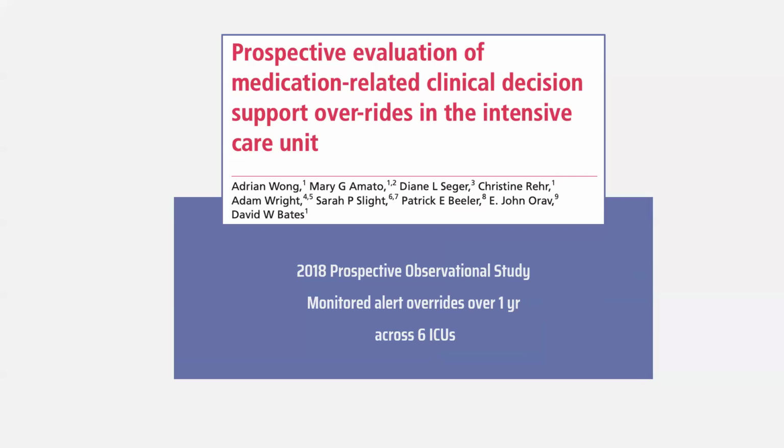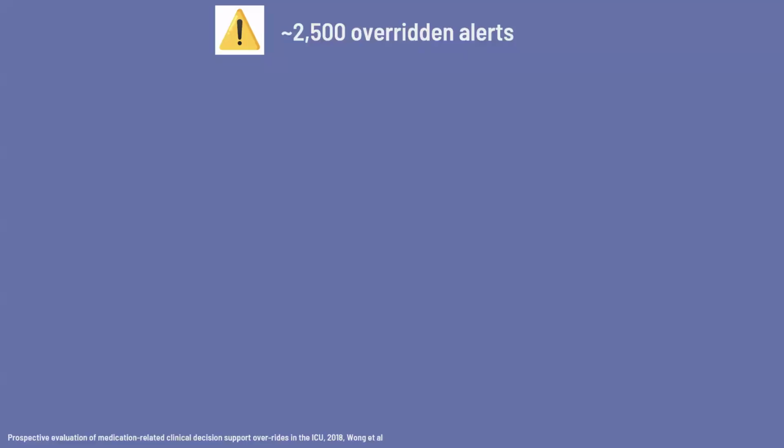And so this is a high override rates of drug alerts. It's a widespread problem. And there's been a number of studies that have shown this. And this was one study that looked at alert overrides over 1 year across 6 ICUs. They evaluated nearly 2,500 overridden alerts, and they found that 80% of the overrides were actually appropriately overridden, meaning there are about 500 alerts that were inappropriately overridden.